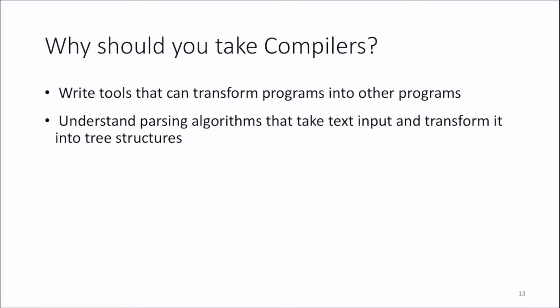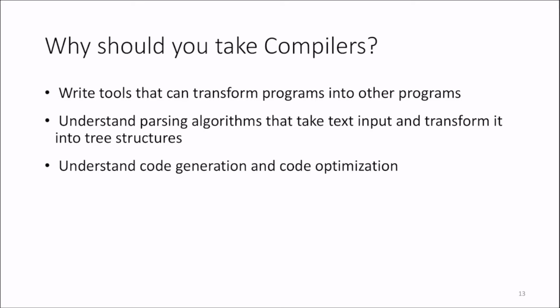Compilers are also the best place to understand parsing algorithms: take any text input and transform it into tree structures. The reason you want to convert text into trees is that it allows you to divide and conquer this large piece of text into subparts, deal with each subpart independently, and apply divide and conquer algorithms to it. And compilers are obviously the main place where you understand code generation and code optimization.